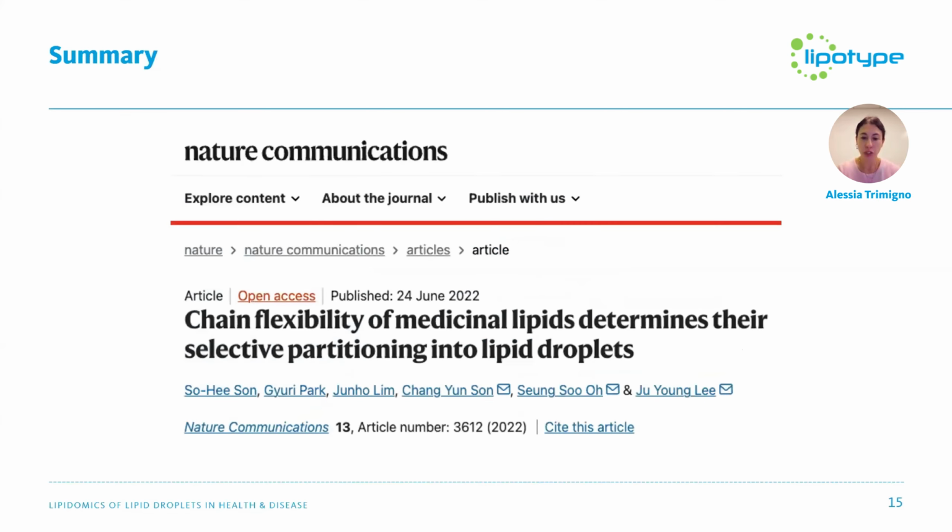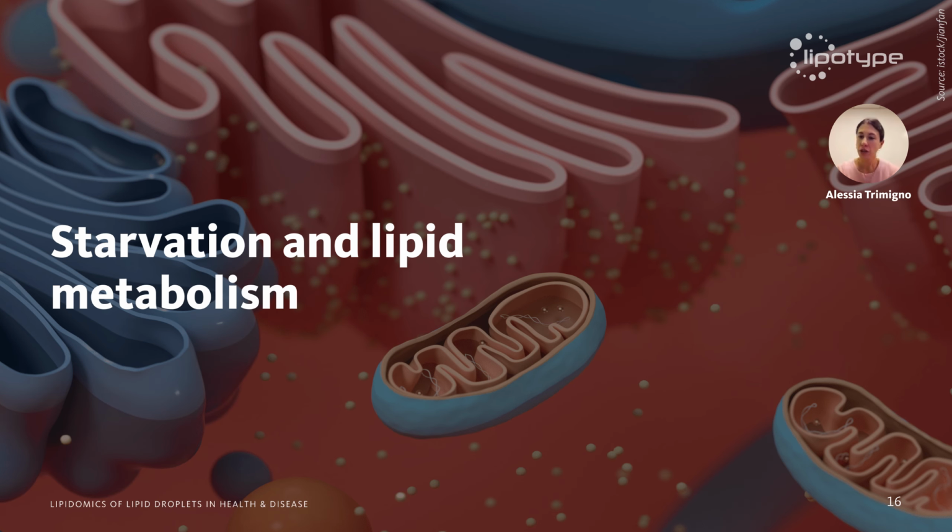This study was published in 2022 in Nature Communications and was titled Chain Flexibility of Medicinal Lipids Determines Their Selective Partitioning into Lipid Droplets. So now we'll start with some case studies about the specific role of lipid droplets in different applications. And the first one will be about starvation and lipid metabolism.